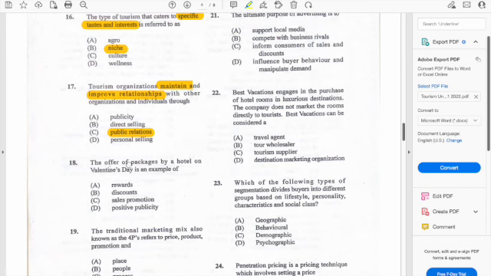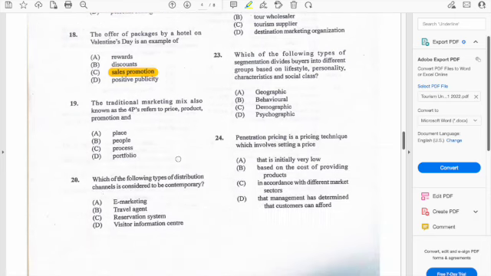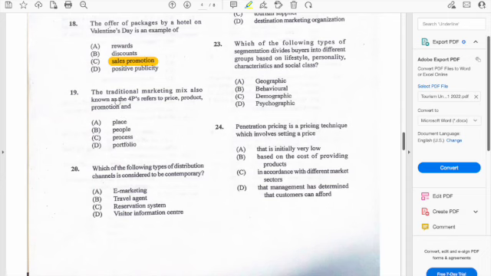The offer of packages by a hotel on Valentine's Day is an example of discounts. No, sorry, sales promotion. I stand corrected. Sorry about that. So when you offer packages, you are trying to boost your sale, especially if you offer it during a special event or time of year. The traditional marketing mix, also known as 4Ps, refers to price, product, promotion, and of course, place.